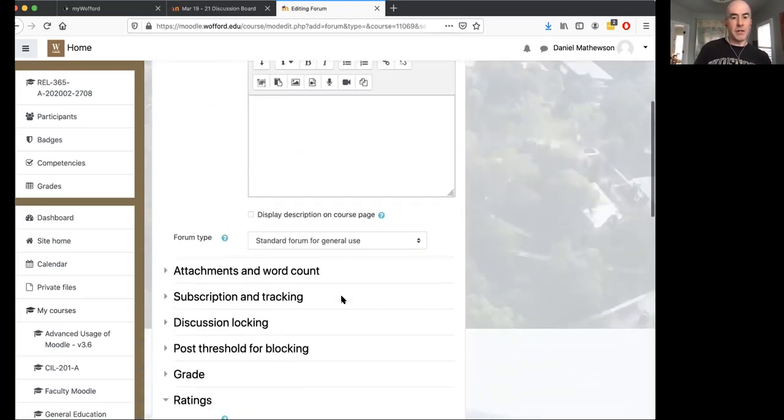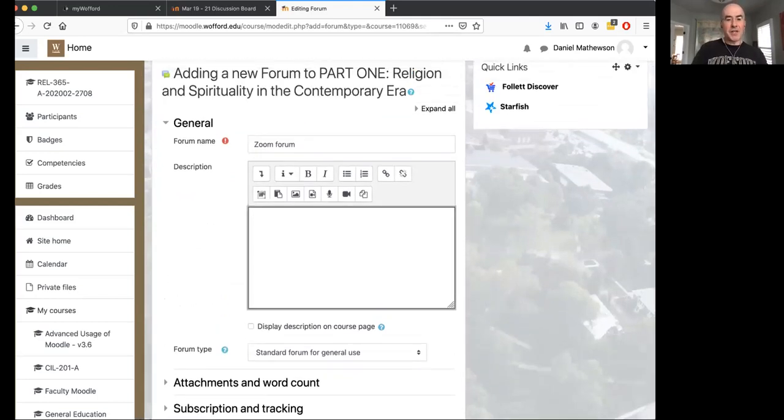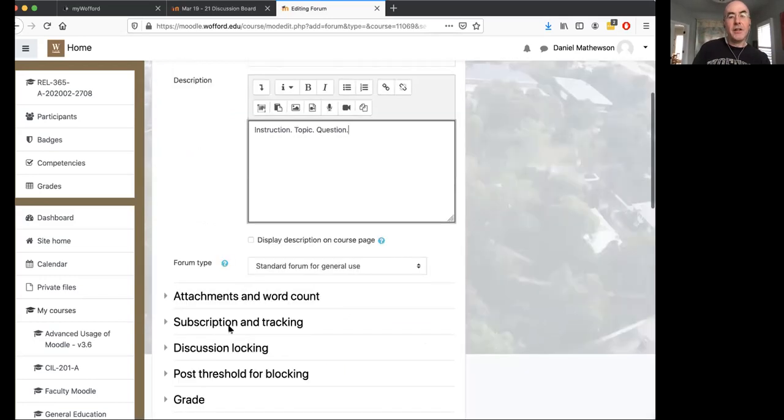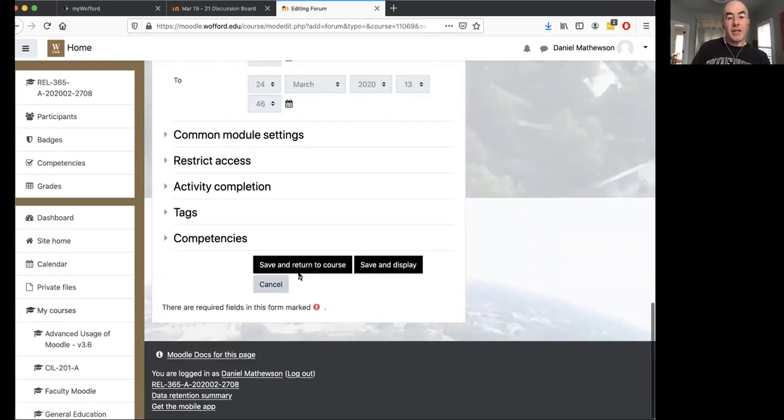Actually, here's where you type in the instructions. I screwed that up. So you type the instructions, the topic, the question you want to ask, whatever. My super long instructions all go in here. When you click on that box, it appears on the front page. That's why I never click on it. So if you have that set up, you hit save and return to course.